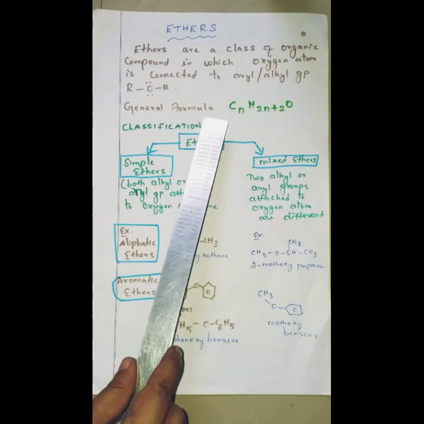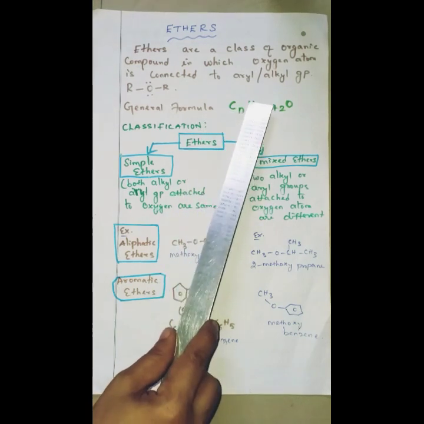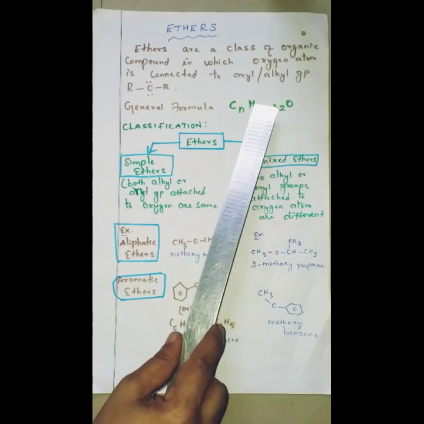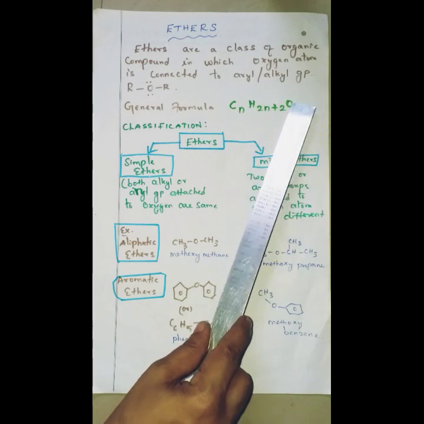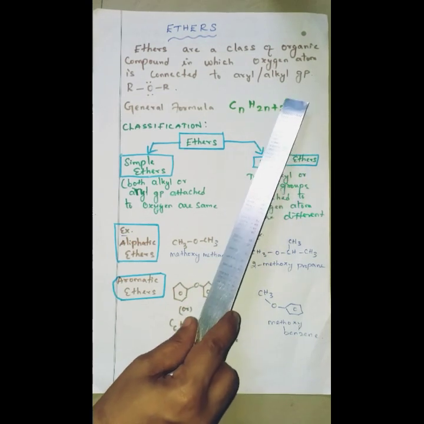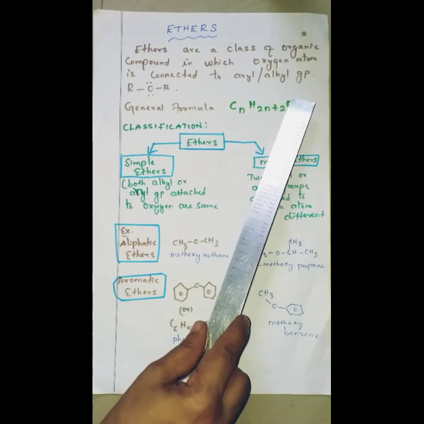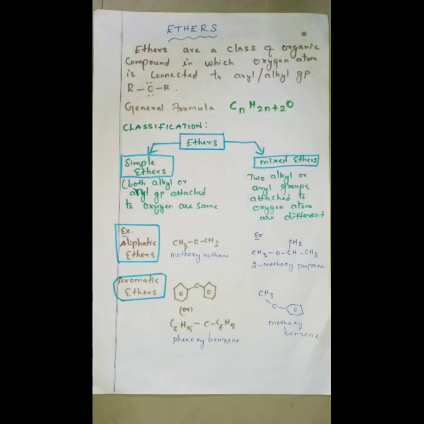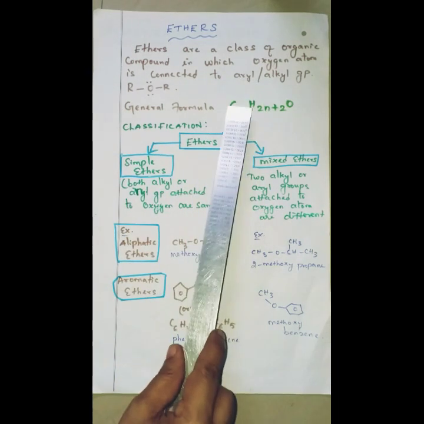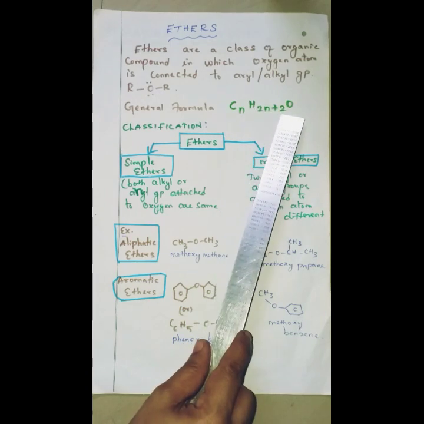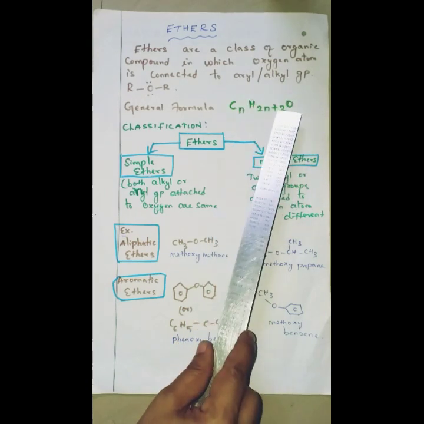And its general formula is CnH2n+2O. It's not H2O, oxygen atom is present. CnH2n+2O, like alkane, alkene, alkyne. So there is a general formula, no? CnH2n+2, then CnH2n, CnH2n-2. They are called homologous series. Similarly, the general formula for ether is CnH2n+2O. So this may be asked as a 1-mark question.